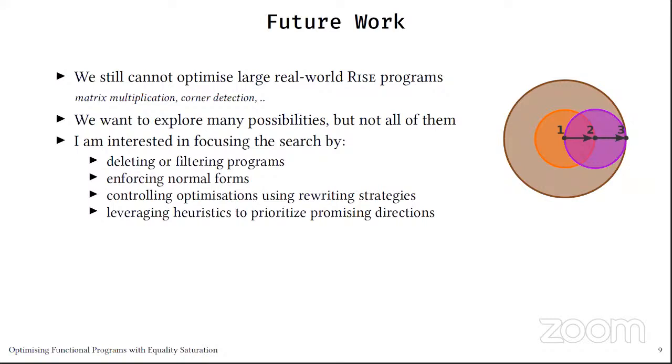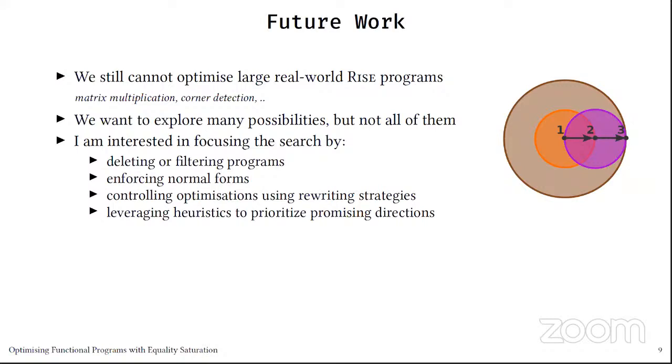One of them is deleting or filtering programs from the eGraph, but the eGraph is made to be purely additive. So you can add equivalences in the graph, but removing equivalences is very difficult and an open challenge. I would also like to be able to enforce normal forms in eGraphs. And again, the problem is that if you want to apply a rewrite rule and remove the left-hand side possibility, this is not something you can do with plain equality saturation as it is.